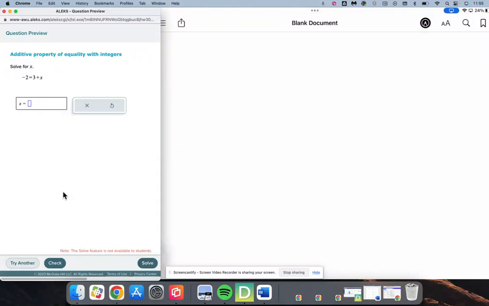Okay, and so when we are dealing with solving equations, it's important to understand that basically there's one goal, and that goal is to isolate the variable, which means to get the variable by itself. And in order to do that, we need to do the inverse operation of whatever is being done to the variable. So if we see addition, for instance, we need to subtract. If we see subtraction, we need to add. If we see multiplication, we need to divide. And if we see division, we need to multiply.